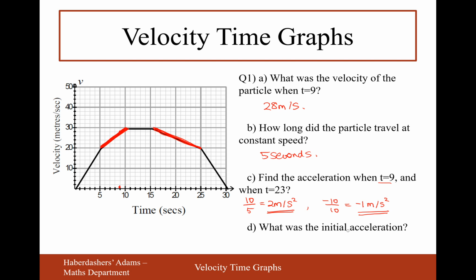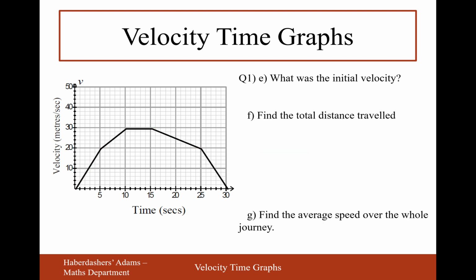Part D is what was the initial acceleration? Well, the initial acceleration would be during this section of the graph from here to here, the initial part of the graph. So that's going to be an increase in speed of 20 over 5 seconds, so that's going to be 4 meters per second squared. Let's move on to the next part of this question, part E, F and G. So what was the initial velocity? The initial velocity was 0 meters per second.